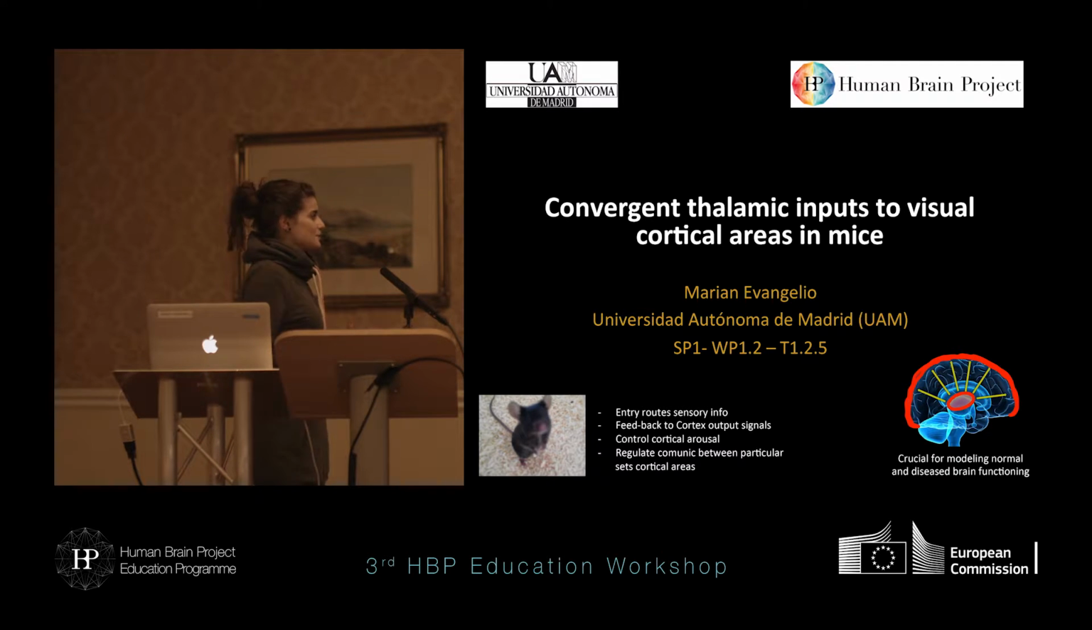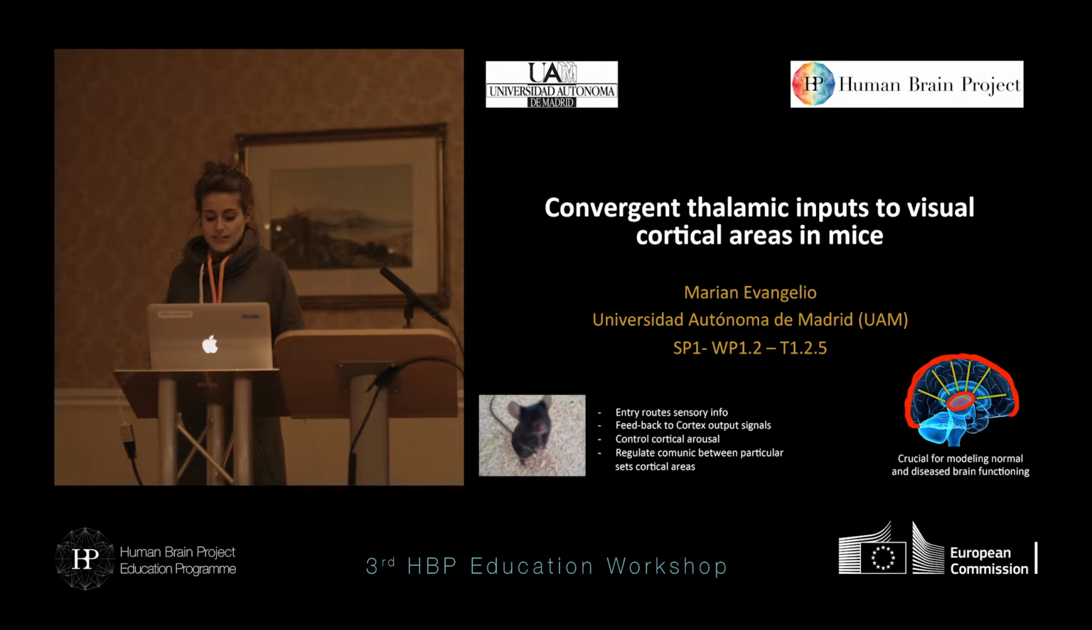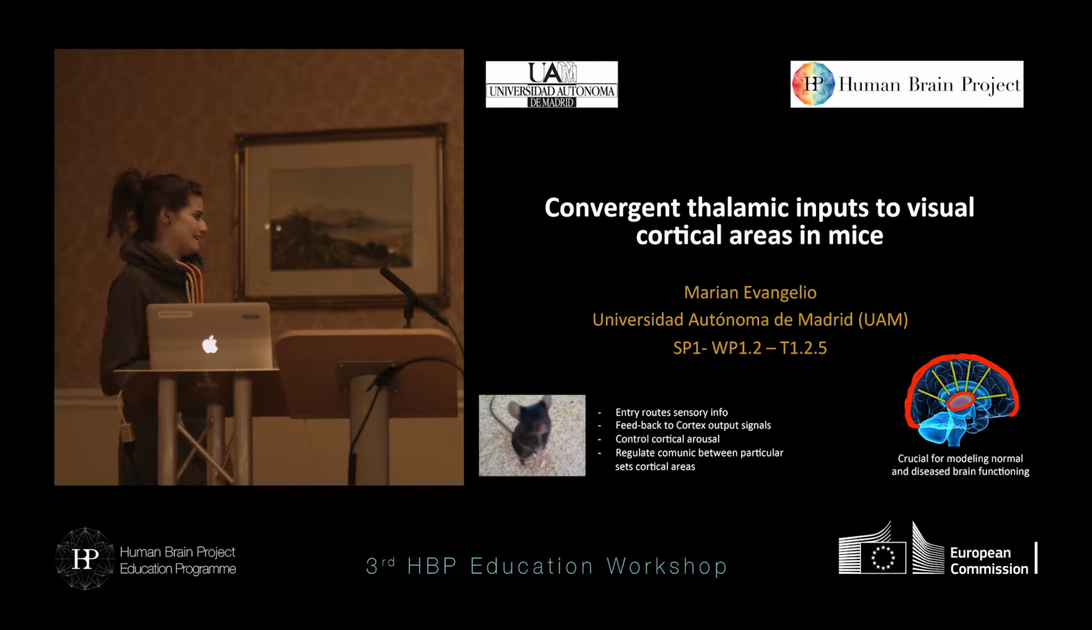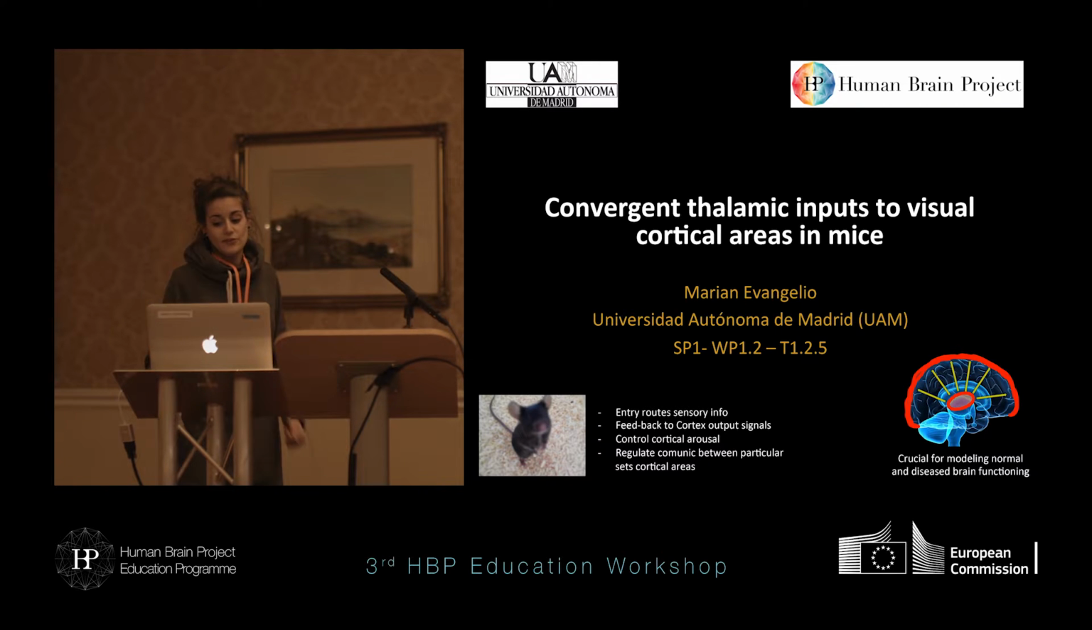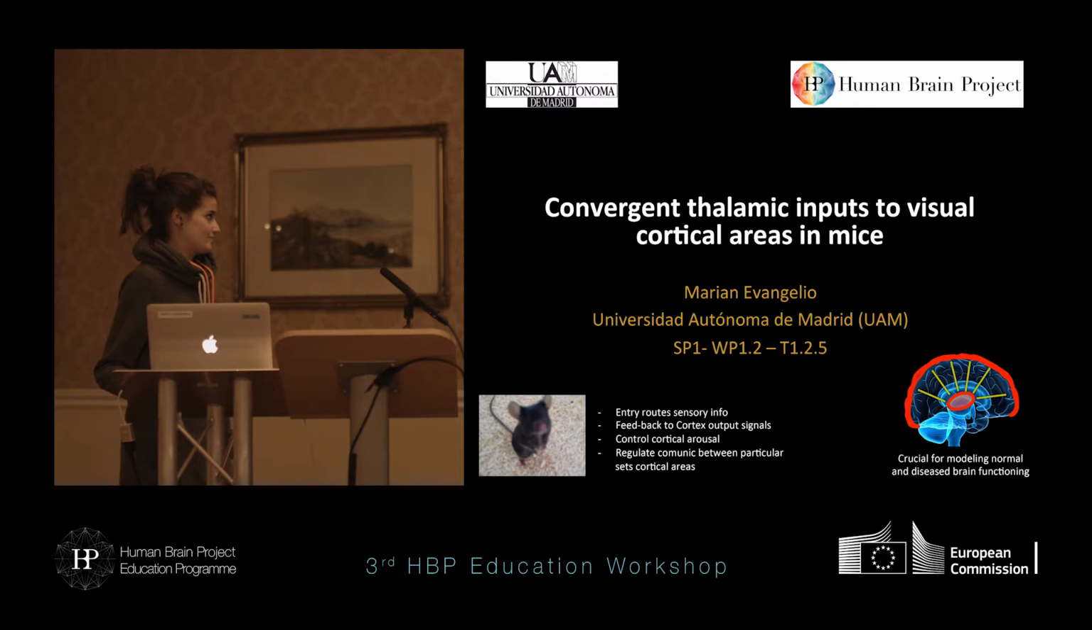So why is the thalamus important? Because it's an entry route of sensory information. It's a feedback to the cortex to control the output signals. It's also a control of the cortical arousal and regulates the communication between particular sets of cortical areas. But more important is that it's crucial for modeling normal and diseased brain functioning.